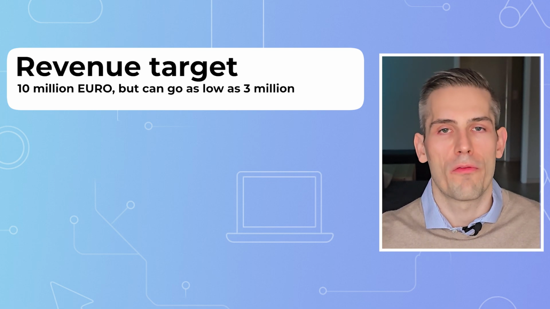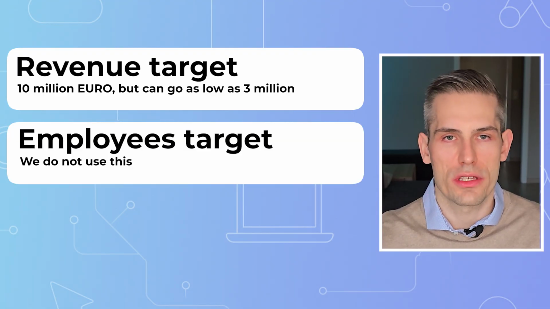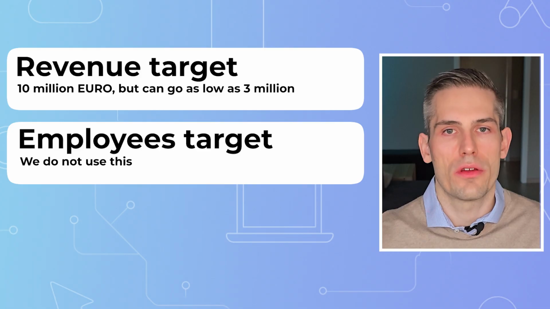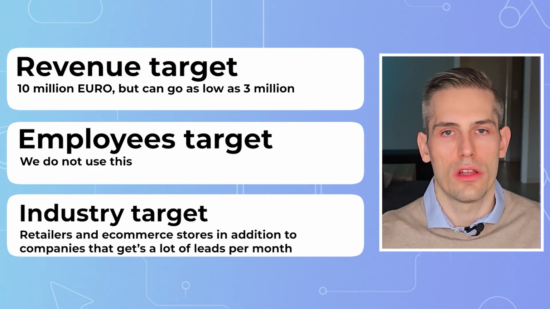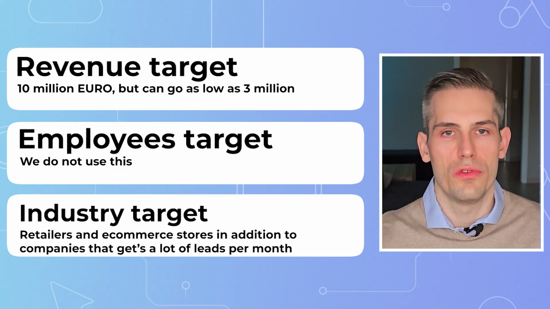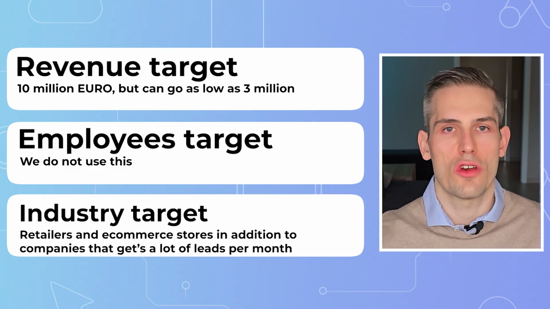When it comes to the number of employees, it doesn't really matter for us. When it comes to targeting industries, we target retailers that have physical locations and e-commerce stores. And in addition to this, we target companies that get a lot of customers through the phone or through a contact form. The reason for that is that we have a playbook to scale those businesses up pretty fast. When it comes to profit, we don't use that as a measurement when we are targeting companies on LinkedIn, but we do it before we start a deal with a company.